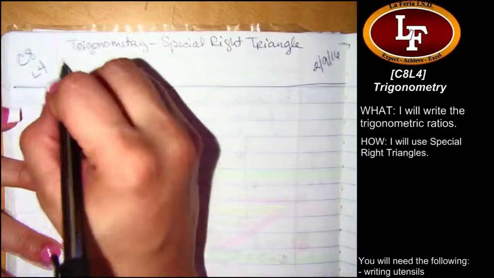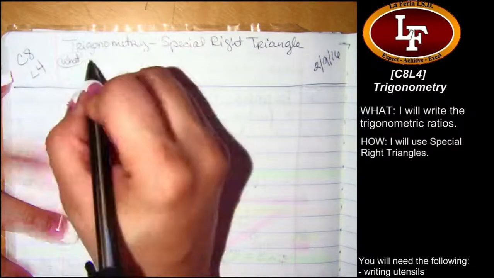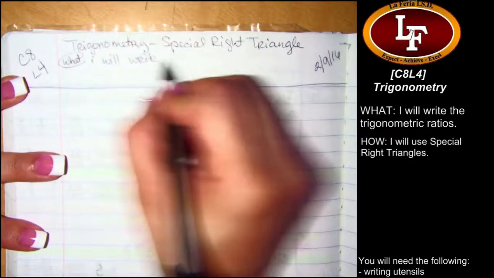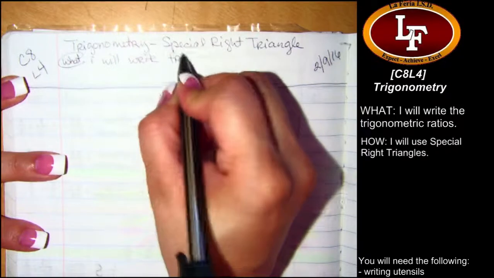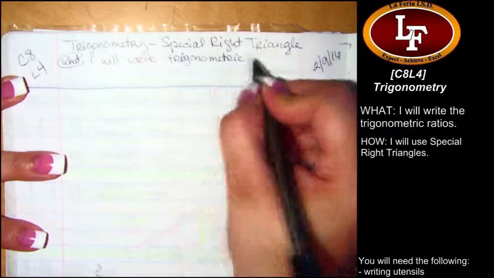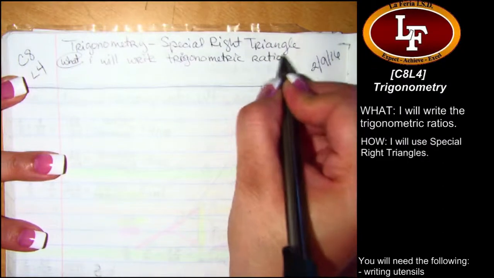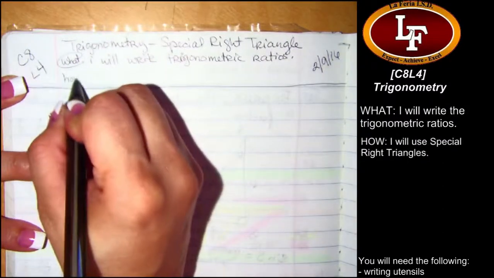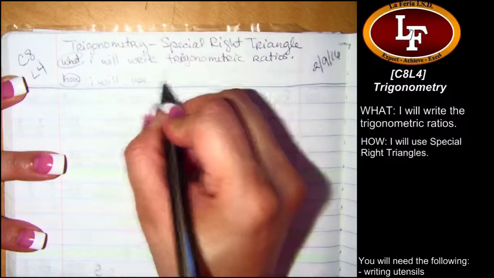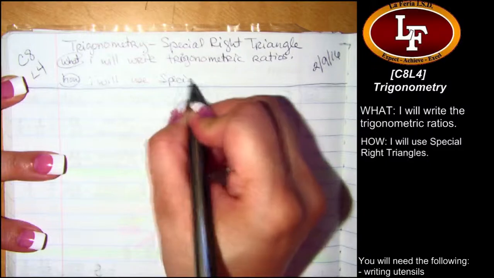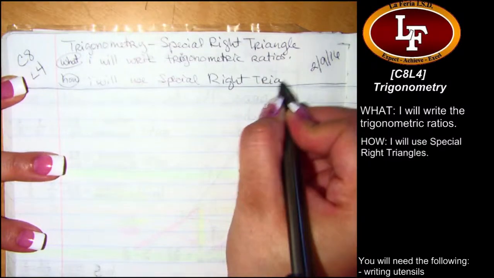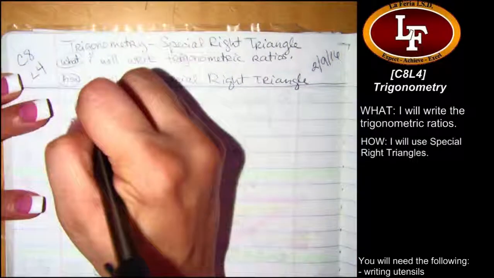Please do give a new title and write a new objective. Yes, our what objective is still the same. You are still going to write trigonometric ratios. But the how has changed a little bit, because how we're going to write them is by using special right triangles. And so let's start off the day with a recall of our special right triangles.